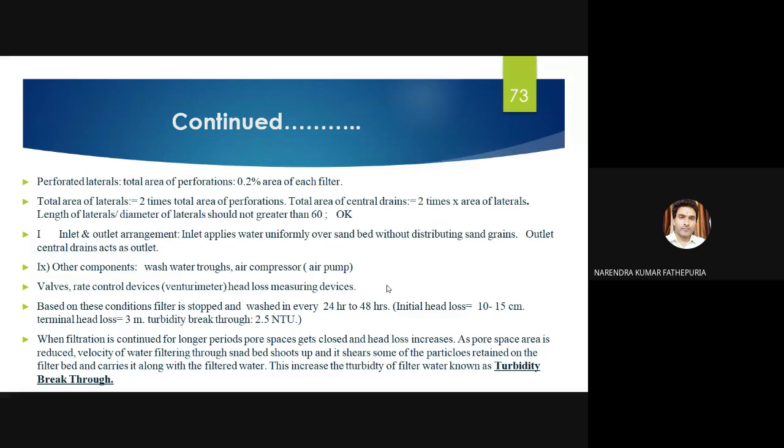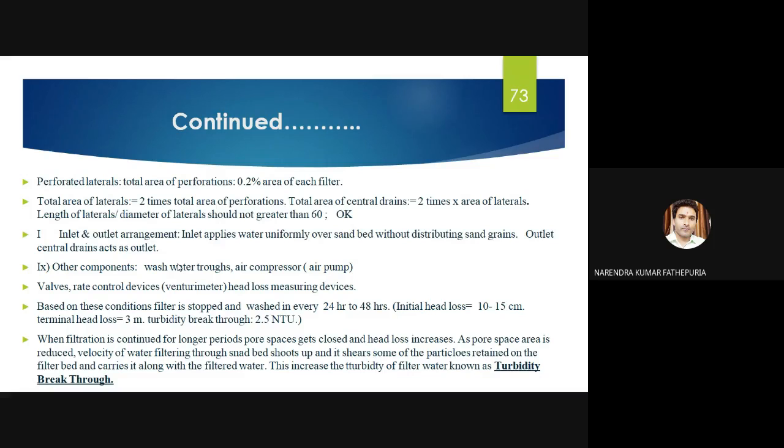CPHEEO manuals. The Ministry of Urban Development provides these manuals, the water supply and treatment manuals. They even have manuals for sewage treatment plants and wastewater engineering. So all the design parameters will be given there. While you are checking whether your design is okay or not, you have to go through the various design parameters. That's why it is required.